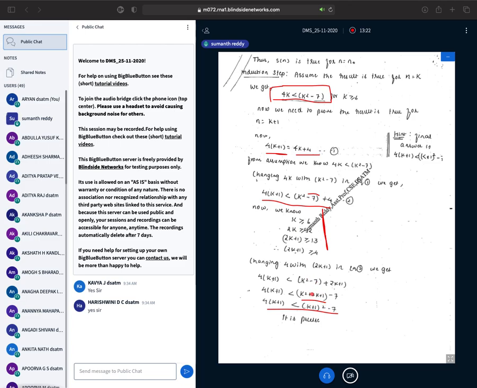Okay, so I need 2k plus 1. First I will multiply with 2. If I multiply with 2, what will I get? 2k is greater than or equal to 12. But I need plus 1 also. Depending upon that, I will add plus 1.